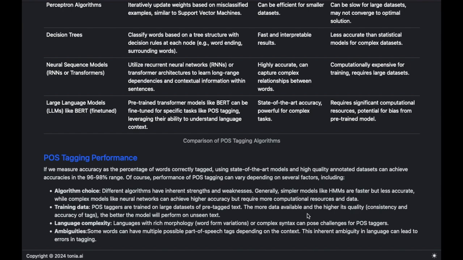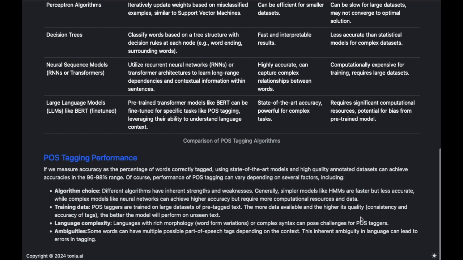Generally, simpler models like the HMMs are faster but less accurate, while complex models like neural networks can achieve higher accuracy but require more computational resources and data. So there's always a cost in that trade-off. The training data also affects the performance. POS taggers that are trained on large data sets of quality pre-tagged text are going to perform better than those that are not.